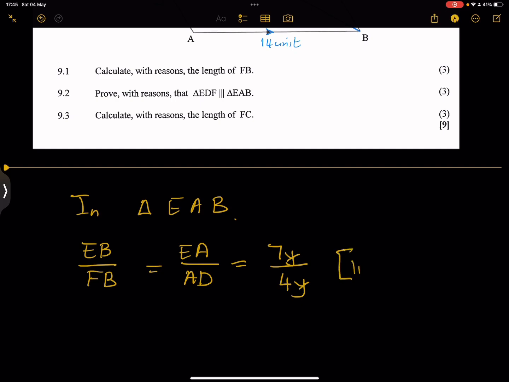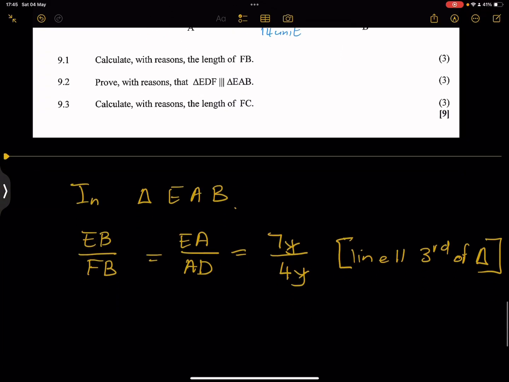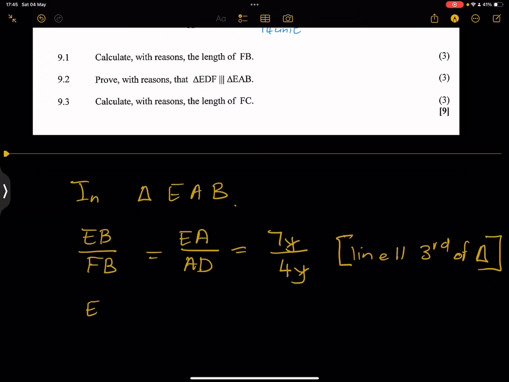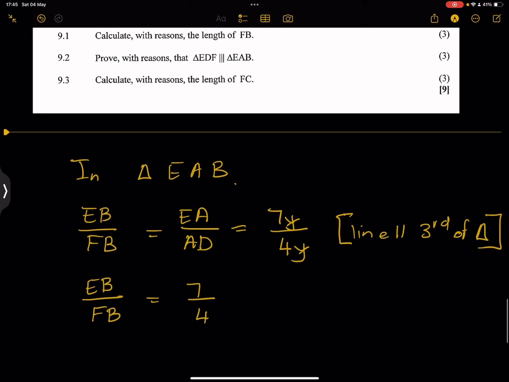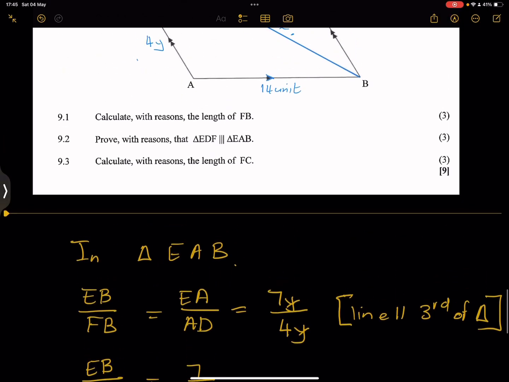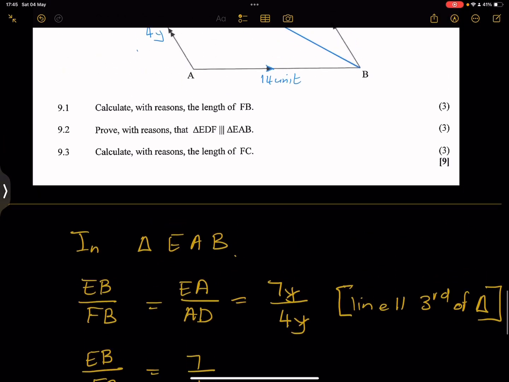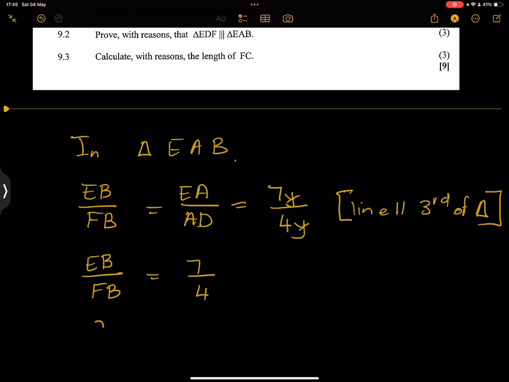This is a line parallel to the third side of a triangle. Or we can say that that's the proportionality theorem, right? So which means EB over FB would also have the same ratio, 7 over 4. And we were given the line EB to be 21. So EB is 21 over FB, which is equal to 7 over 4.